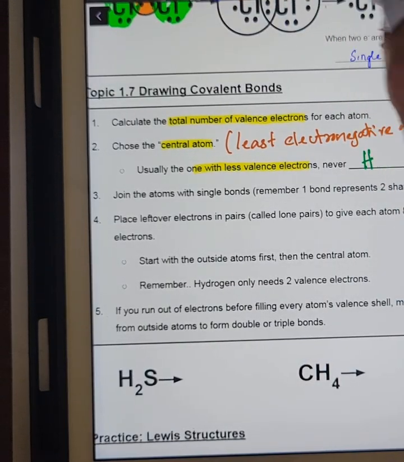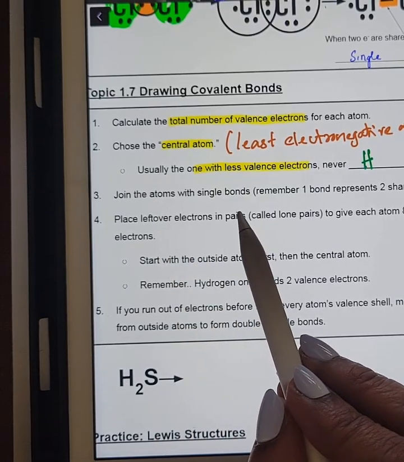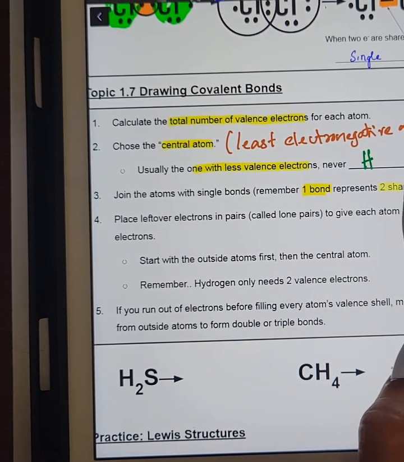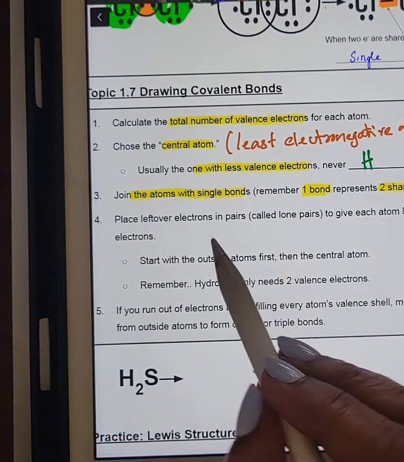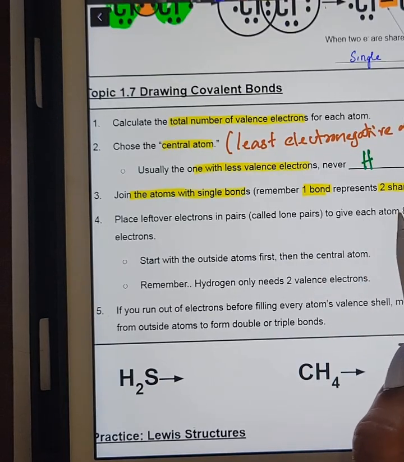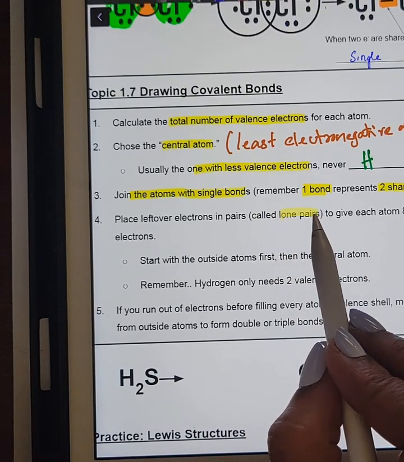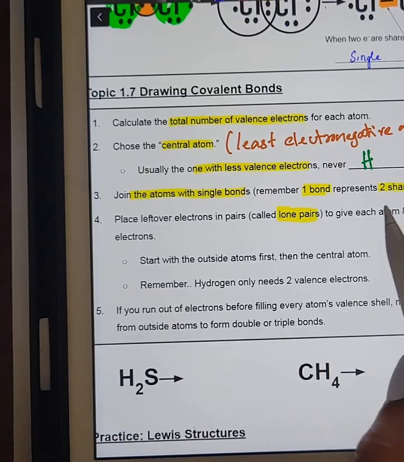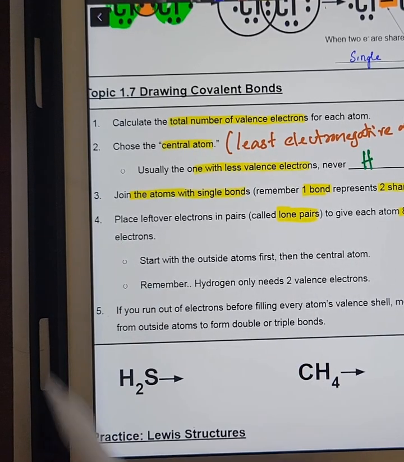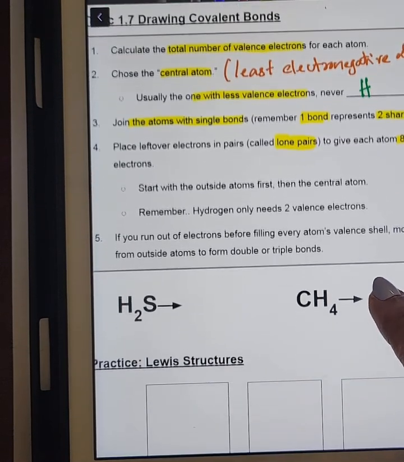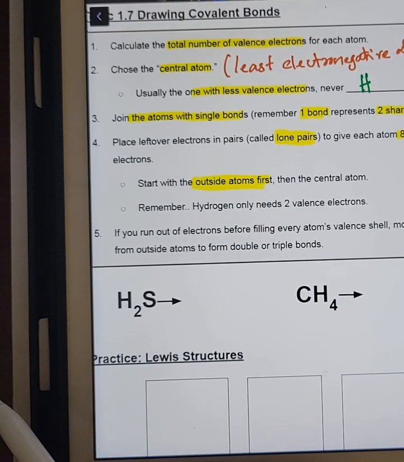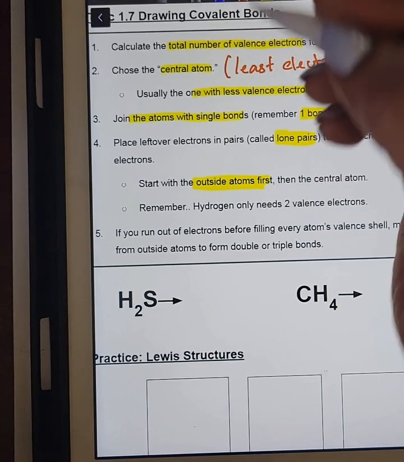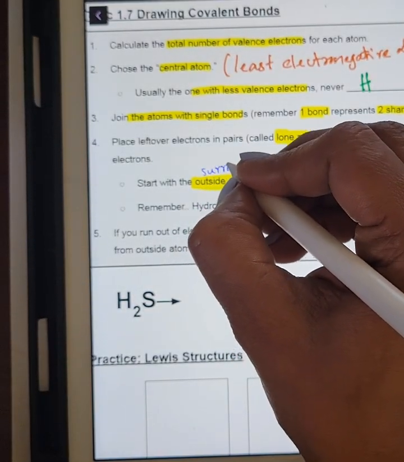Okay, so the next rule: join the atoms with a single bond. One bond represents how many electrons? 2 electrons. Then there will be leftover electrons. We give the leftover electrons as lone pairs to each atom until everything gets 8 electrons. So first you have to satisfy all the atoms around it. The surrounding atoms are called outside atoms. First I'm going to write that: surrounding atom.